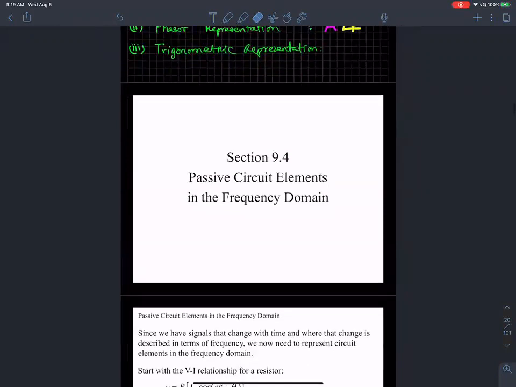Now, the next topic we're going to look at is how passive circuit elements behave in the frequency domain. How does a resistor, how does a capacitor, how does an inductor, R, L, C, behave in the frequency domain? That's the idea that we want to understand.